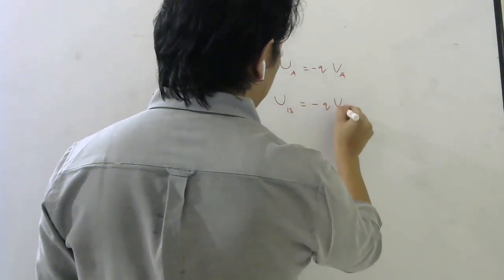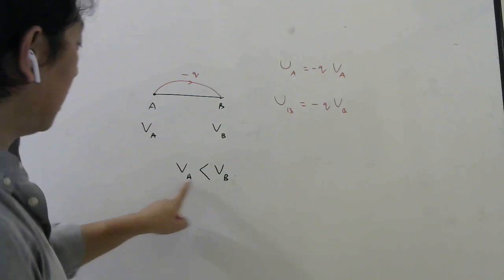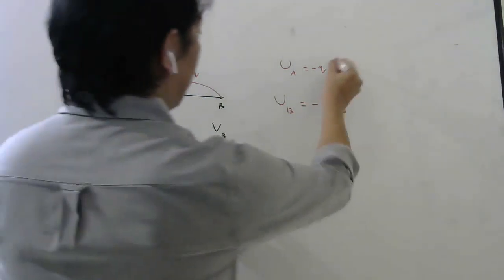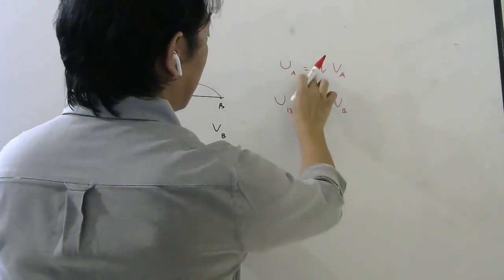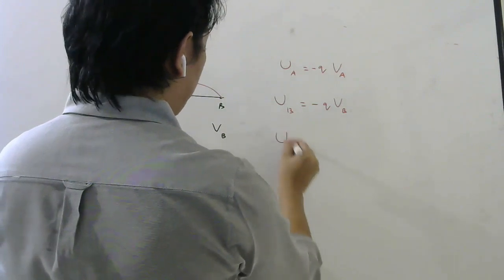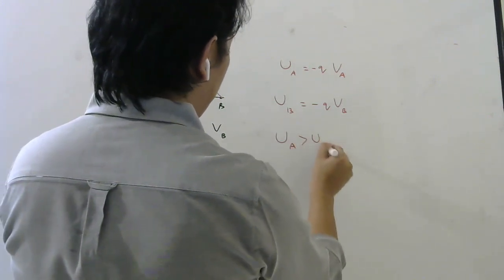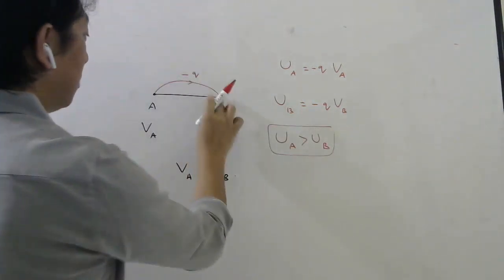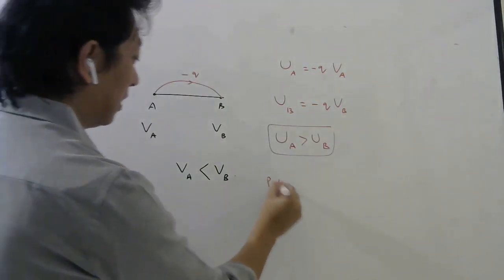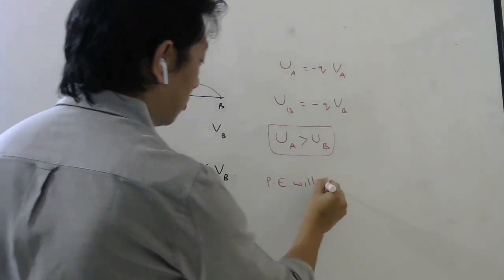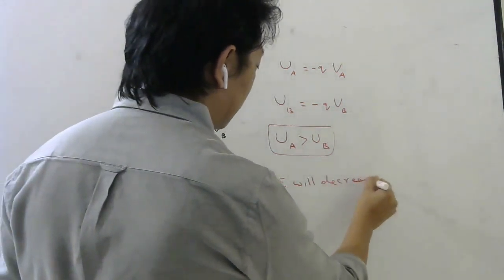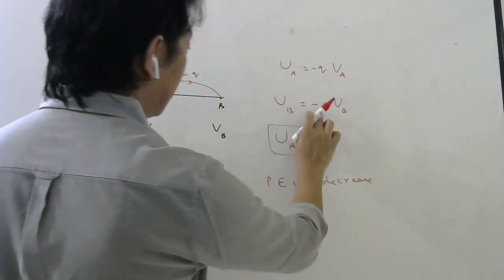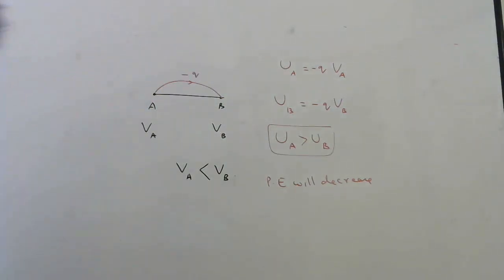What about potential energy at this position? Minus Q into VB. Now VA is less than VB, but minus sign is there. So UA will be greater than UB. That means as you go from here to here, potential energy will decrease, because potential energy of the charge here is less. Understood, students? So what is the answer? Potential energy will decrease.